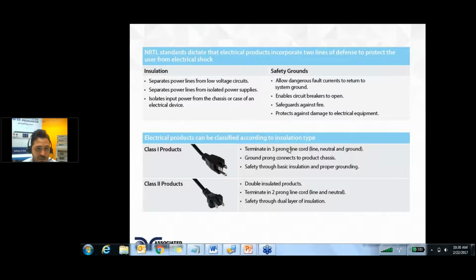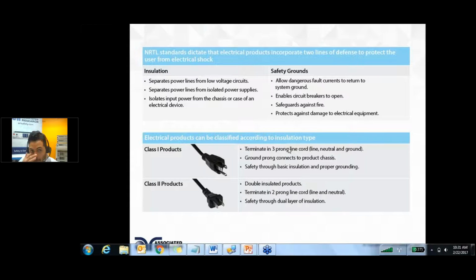It also isolates input power from the chassis or case of an electrical device. So again, my laptop here in front of me has a plastic cover that's insulating me from the electrically charged boards on the inside, right?